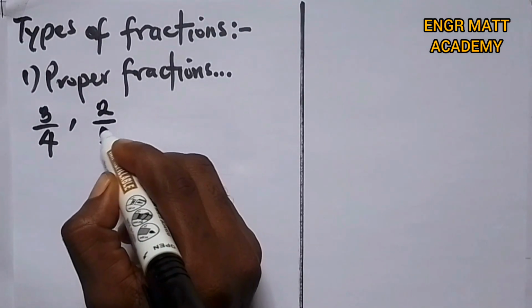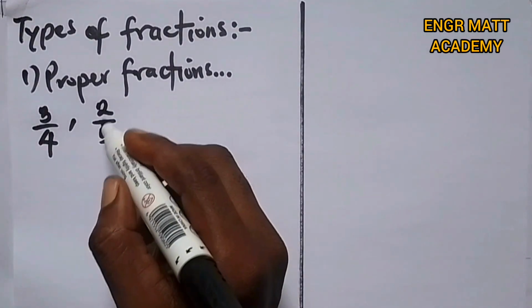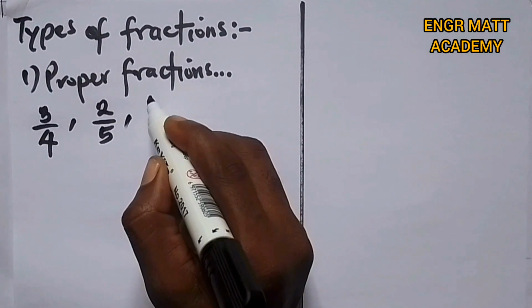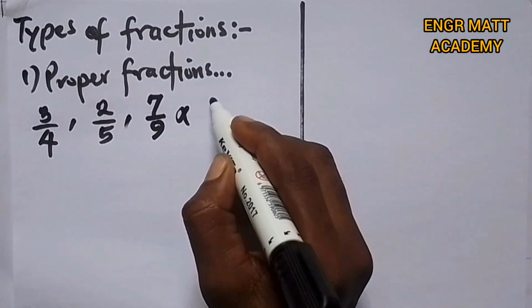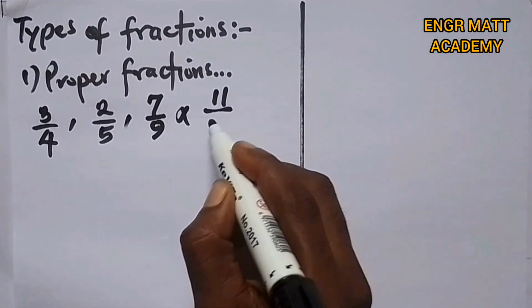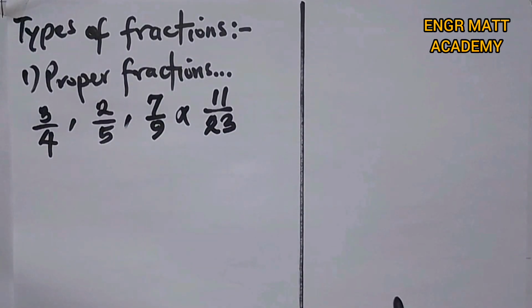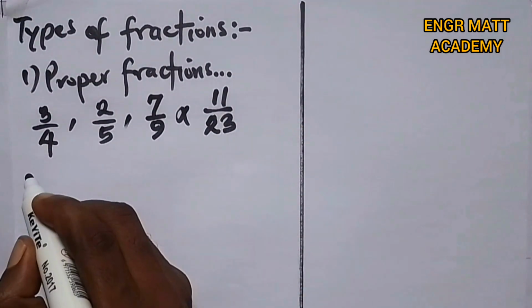2/5 is another proper fraction. You know why? The numerator is smaller than the denominator. 7/9 and let's say 11/23. All of these are proper fractions. You know the reason now. The numerator is lesser than the denominator.